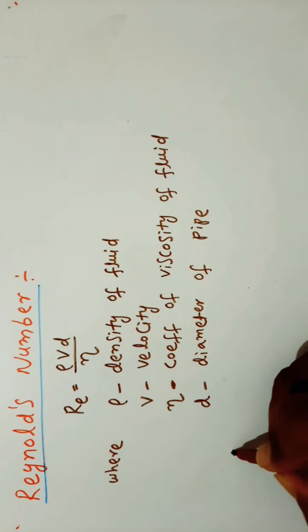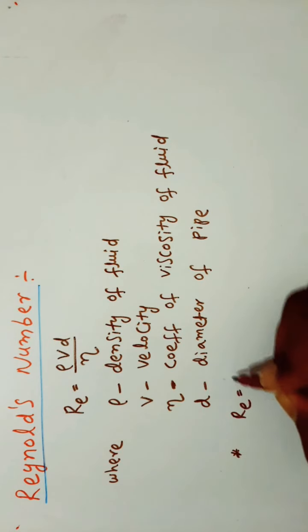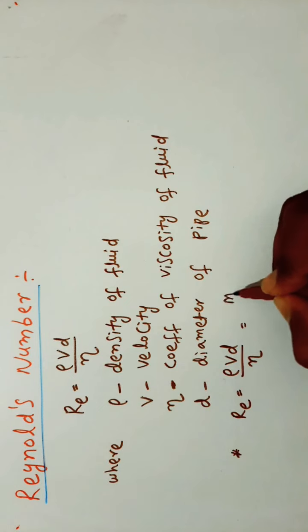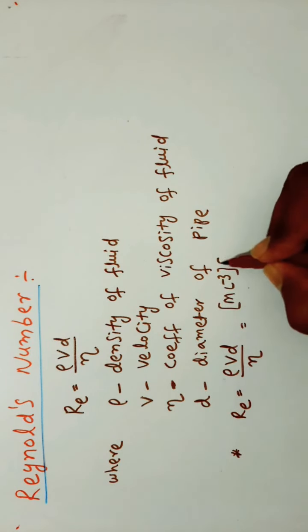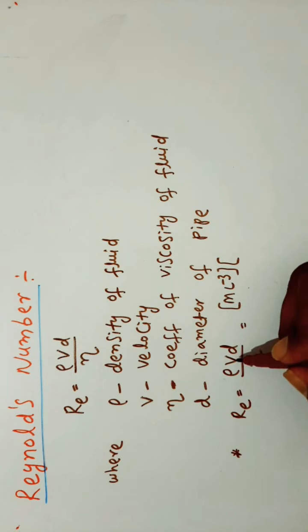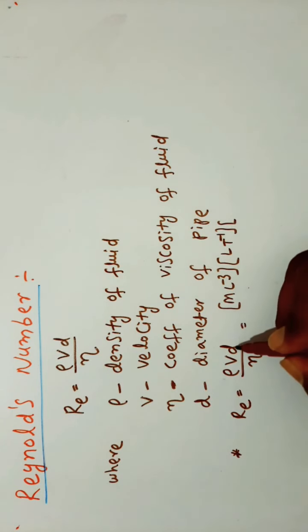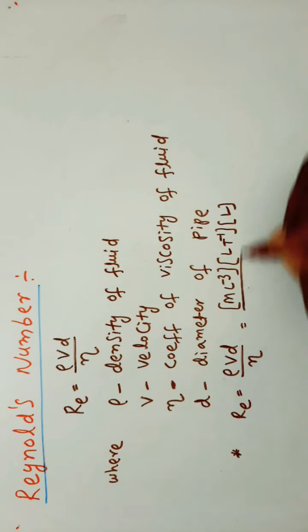Here Re is equal to rho V d by eta. Here the dimension formula for rho, that is density, is M L to the power minus 3. Here V is velocity. The dimension formula for velocity is L T to the power minus 1. Here d is diameter, so it is length.